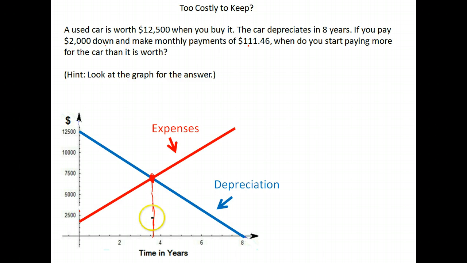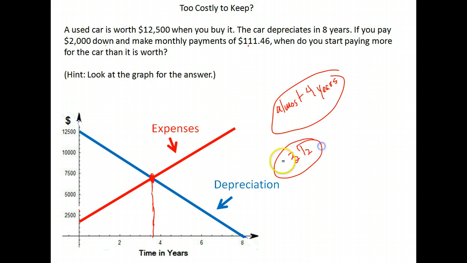Now it will depend on whether they wanted it in months or years. It looks like almost 4 years. Actually, about 3.5 would be a more accurate answer, because here it'd be 1 year, 2 years, 3 years. It's at about 3.5 years, halfway between 3 and 4. So after 3.5 years, you are now paying more than your car is worth.